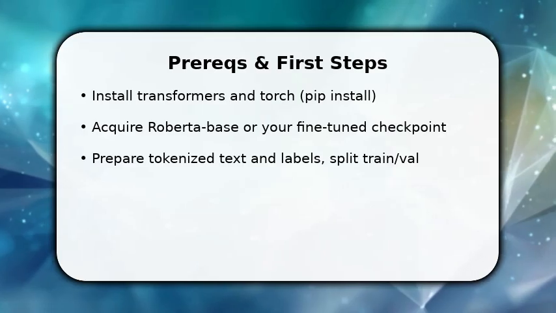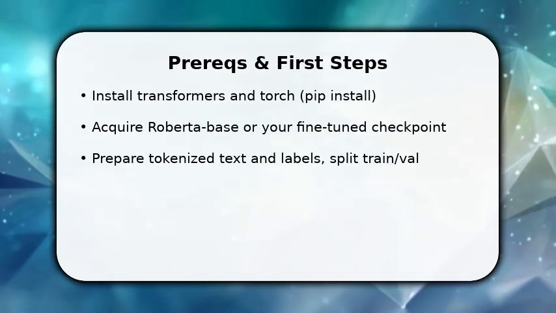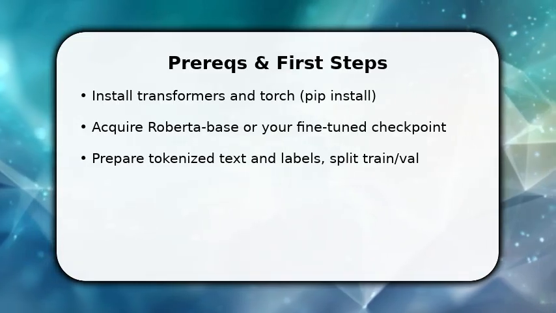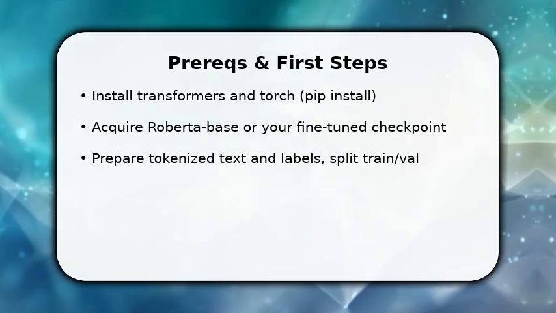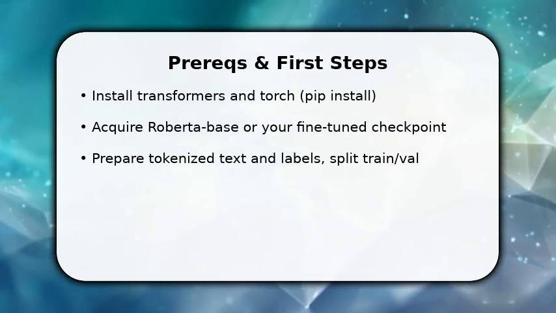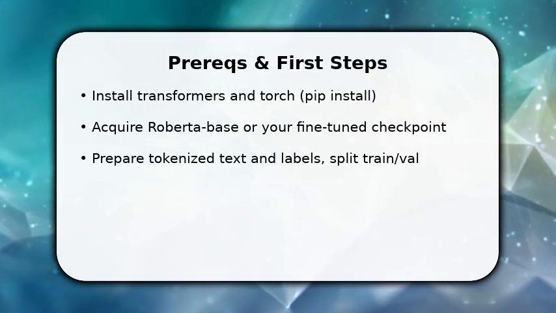Enjoy the video. You start by making sure your environment has transformers and torch installed, and you have the RoBERTa checkpoint you want to use. Next, load the tokenizer so text becomes token IDs. This is crucial because models expect numeric tensors, not raw strings.